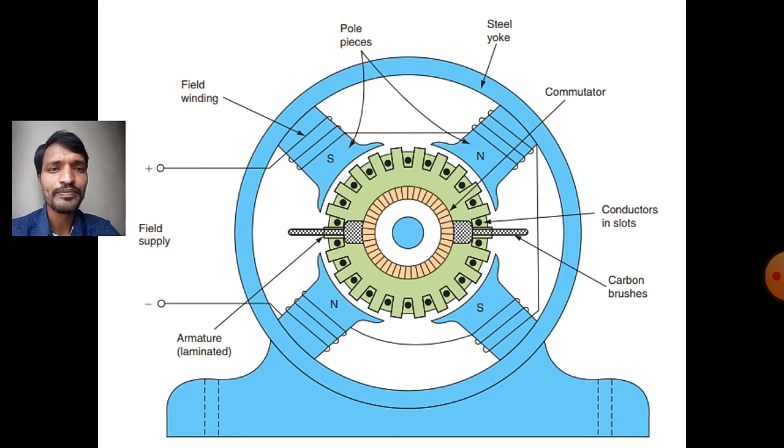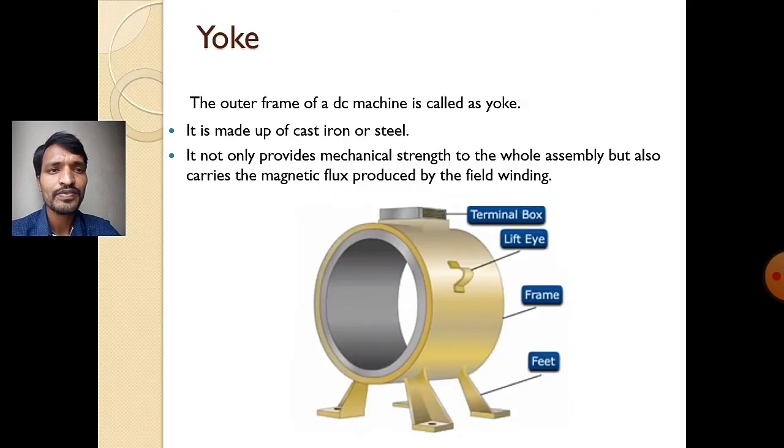Okay, let's see the yoke. What is this yoke? The outer frame of a DC machine is called the yoke, the outer surface of a DC machine. It is made up of cast iron or steel.